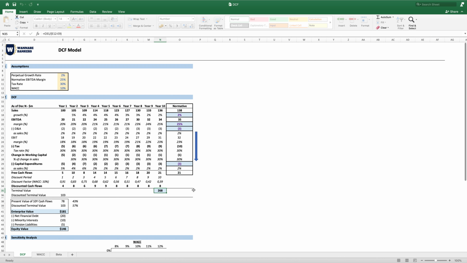So you can obtain it either using the Gordon-Shapiro formula, just like what I just did, or there is a second methodology here. You can use a multiple. For instance, you can use an EBITDA multiple in order to have the terminal value in year 10.